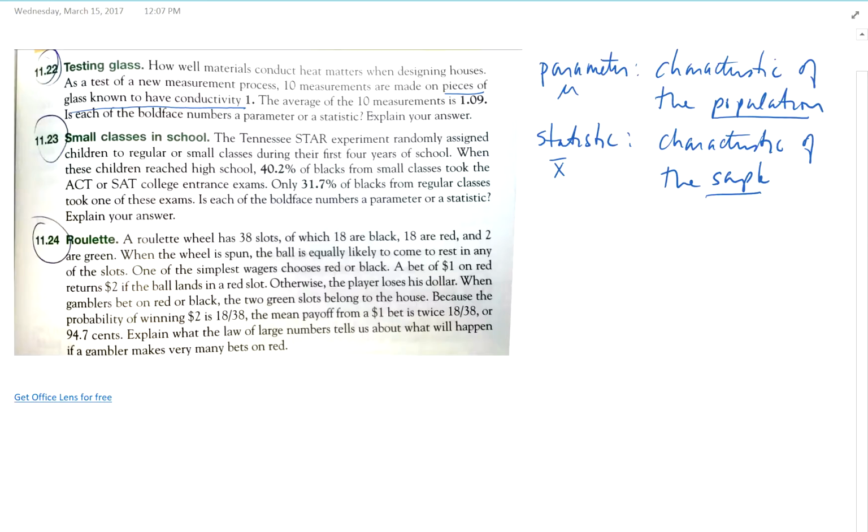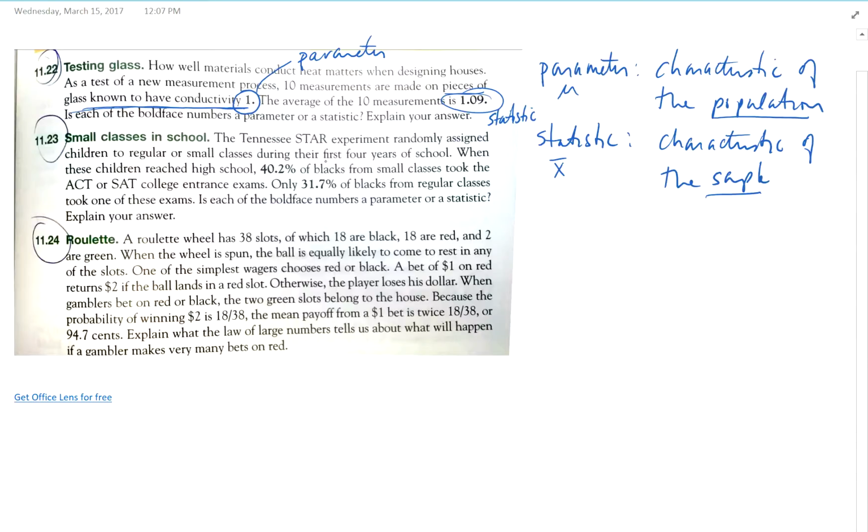Well, let's see. I took 10 measurements, which is a sample, so that's 1.09. So this is a statistic, because it's just a sample. Now, the whole population, it says the known conductivity is 1. That's the population measurement of my glass, in terms of the conductivity. So that would be a parameter, because that's talking about the bigger picture, the parent group where we took the measurements from. That's the population.